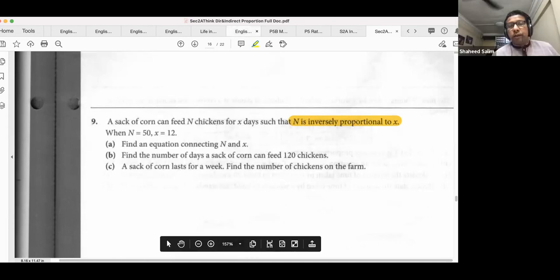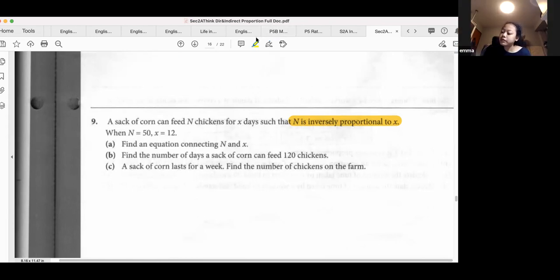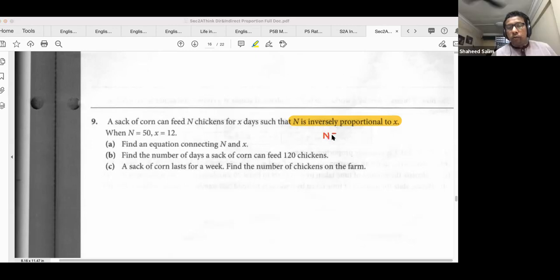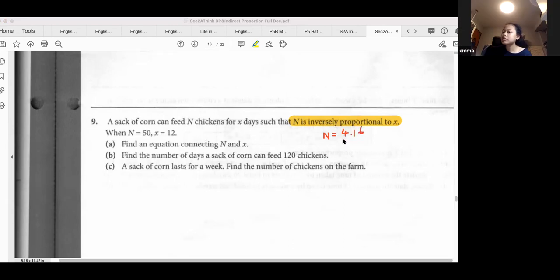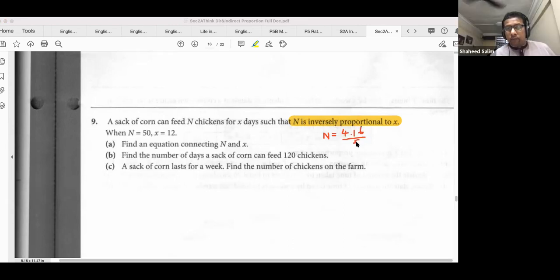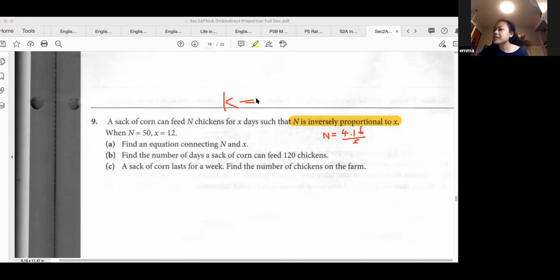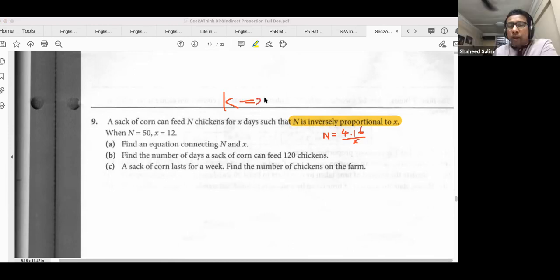You got your equation? Tell me the equation. N equals 4.16 over X. What's the formula for K? Normally it's XY, right? Remember? Be careful. So you have used the wrong formula. You have used the formula for direct proportion. Do you realize that?